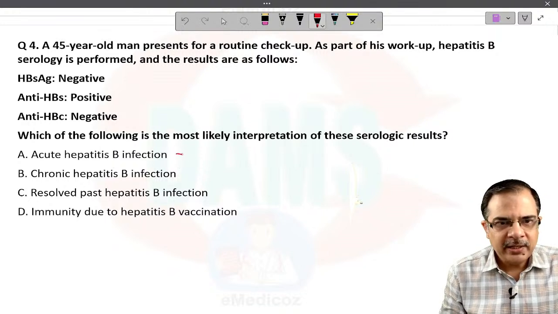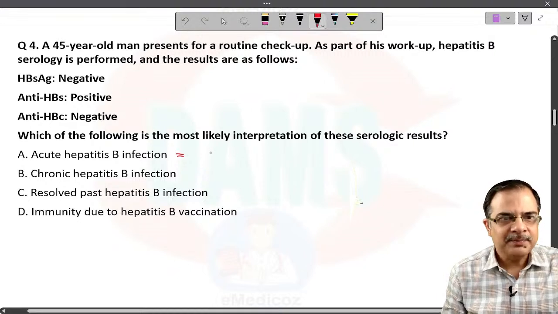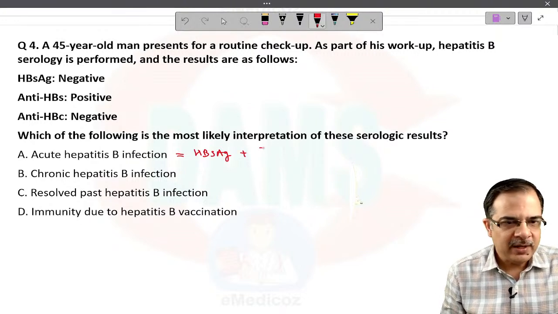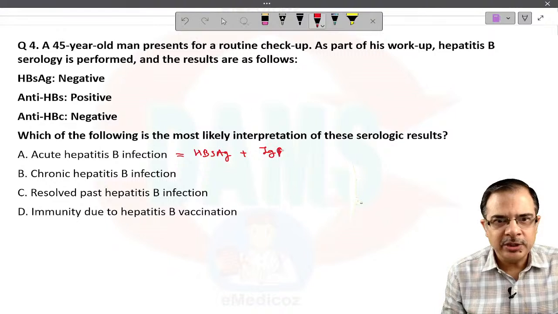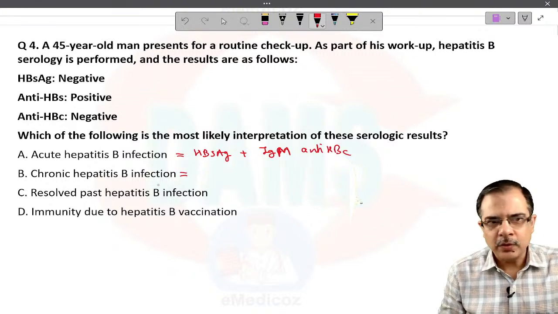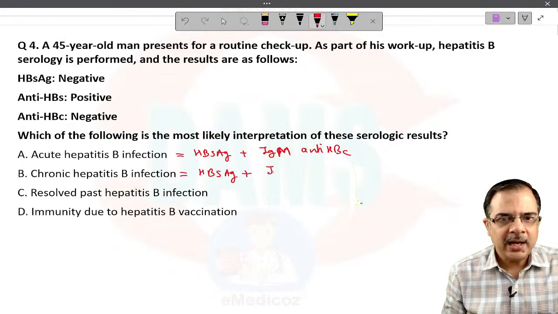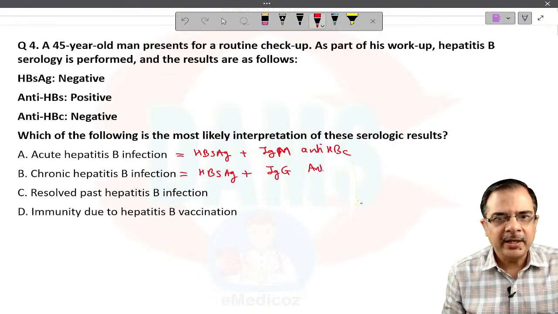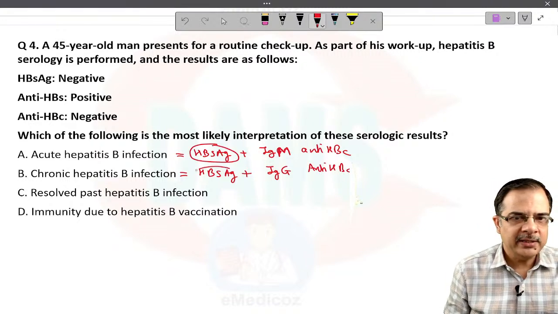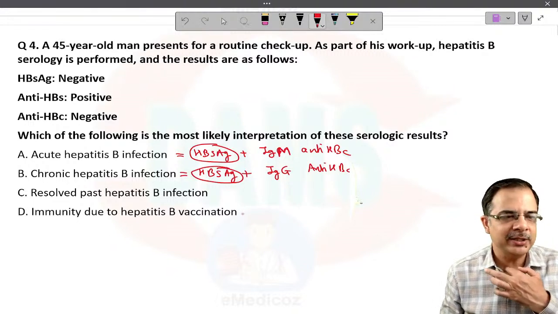Acute hepatitis B infection will have virus present in the body. Virus is HBs antigen. This is virus. Along with that, we will have IgM anti-HBc, while chronic hepatitis B will have HBs antigen along with IgG anti-HBc. So virus should be present if it is an acute or chronic infection. HBs antigen represents the virus.